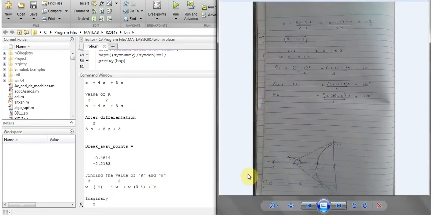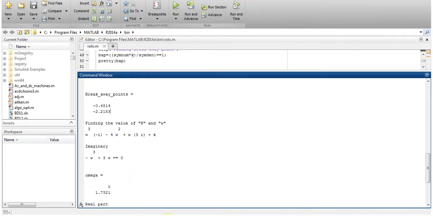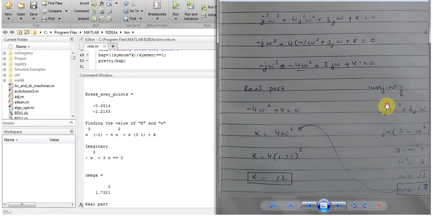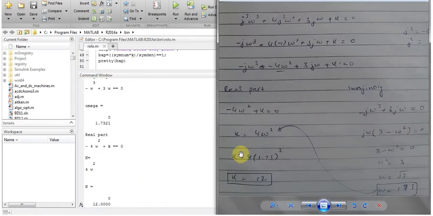And now I will find the value of k and omega, in the sense of what is the gain and that kind of stuff. So here we have the characteristic function: s cubed plus 4s squared plus 3s plus k is equal to 0, as you can see. And then s is replaced by j omega. After solving it on the whole, we will have two parts, one real and the second imaginary. Here we have the imaginary part, which is equal to minus omega cubed plus 3 omega equal to 0, and the value of omega is 1.7321. When this value is put into the real part, which is minus 4 omega squared plus k equal to 0, k is equal to 4 omega squared, and the value of k is 12, as you can see here.